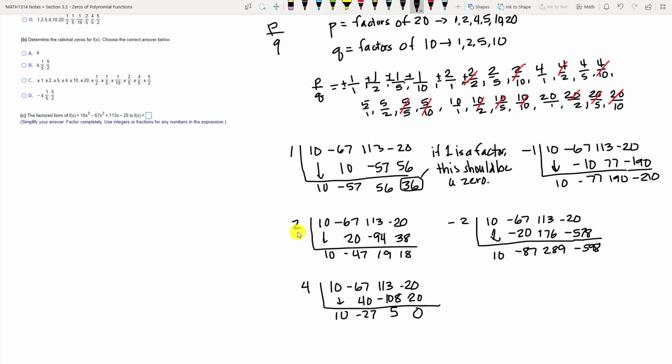So I went to 2 and tried positive 2. Didn't work. Tried negative 2. Didn't work. And then I finally tried 4, and I finally got a 0, which means that 4 is a factor. So we know one of these factors is going to be 4, so it's either A or B at this point.